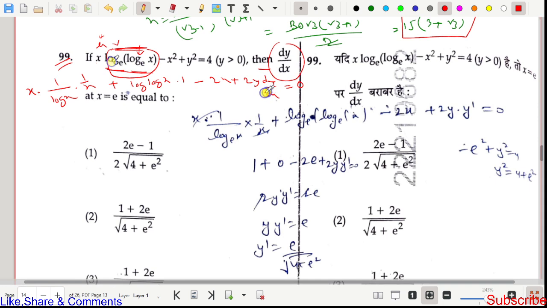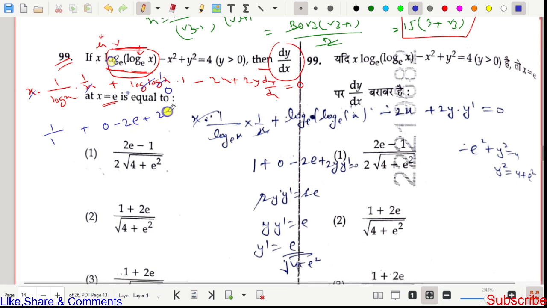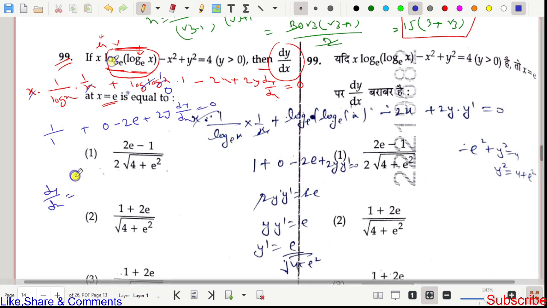We have to find dy dx at the point x equals e. So we substitute x equals e directly here, and x cancels out. This is 1 by log e, that means 1, plus log e, that means 1, and log 1 is 0, so this portion will be 0. Then minus 2e plus 2y dy dx equals 0. So from here dy dx equals (2e minus 1) divided by 2y.